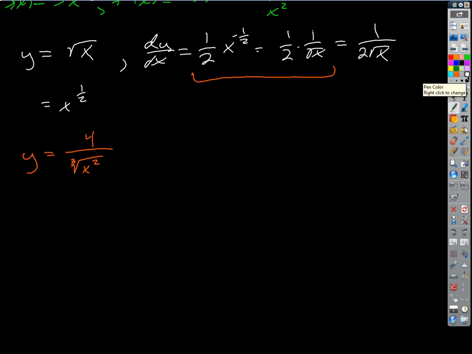How could I rewrite that one as some constant times x to a power? Negative 2/3, good. Remember, the index of the radical is the denominator of the fractional exponent, right? The 2 would be the numerator, okay? And so then, what's y prime going to be?